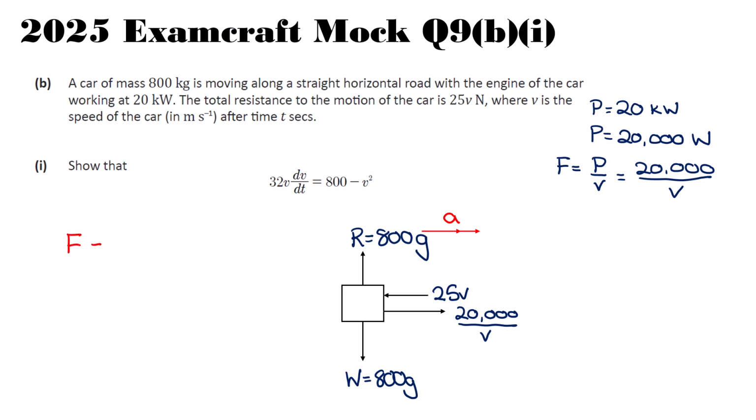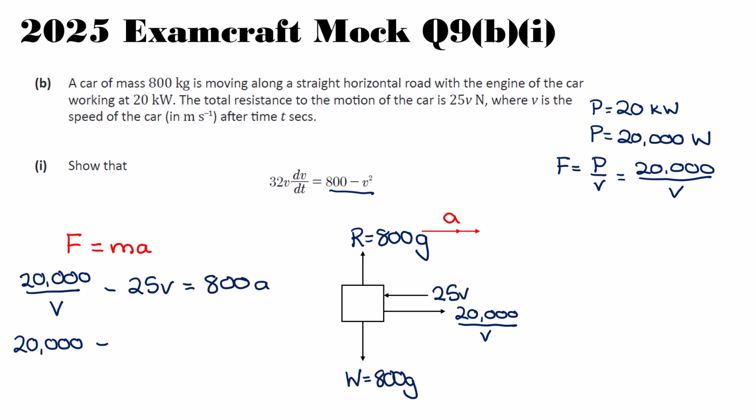We're then going to have F equals MA, and that's going to be what's pushing it forward. So the 20,000 divided by V, take away the resistance, and that is equal to mass, which is 800 times A. So focusing on what we have versus what they've given us, it looks quite different. But the first thing I'm going to notice is that there's no fraction over here on this side. So let's get rid of the V by multiplying across by V. So that's going to give us 800 VA.